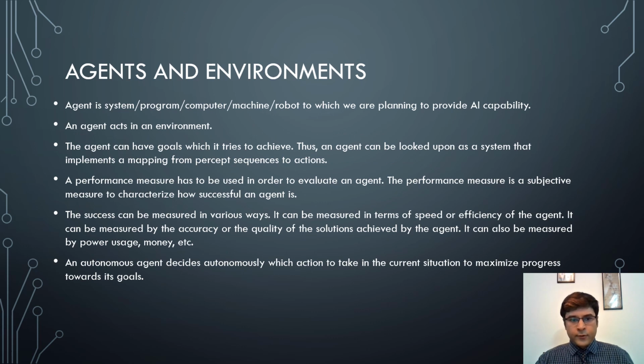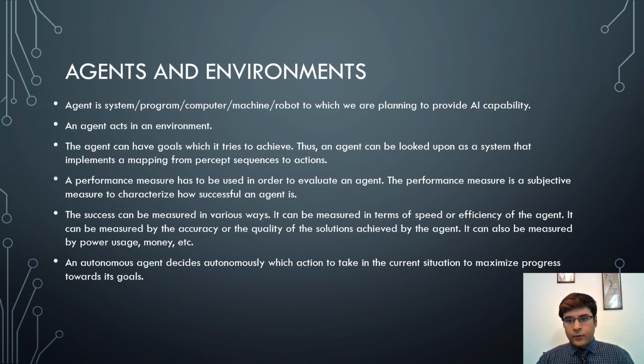So agent is a system or a program or a computer or a machine or a robot to which we are planning to provide AI capability. An agent acts in an environment, as we have discussed earlier. The agent can have goals which it tries to achieve. Here, goals are output requirements from the agent that can be a set of actions to be performed or the outcome of those actions. A performance measure has to be used in order to evaluate an agent. The performance measure is a subjective measure to characterize how successful an agent is.